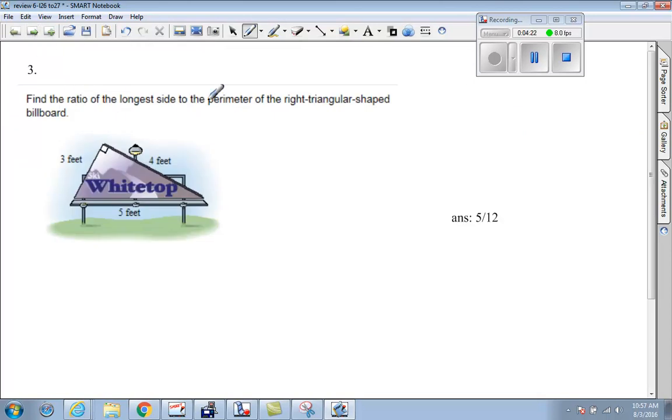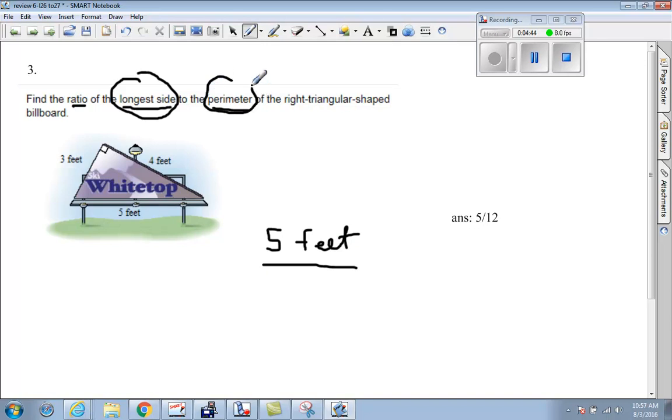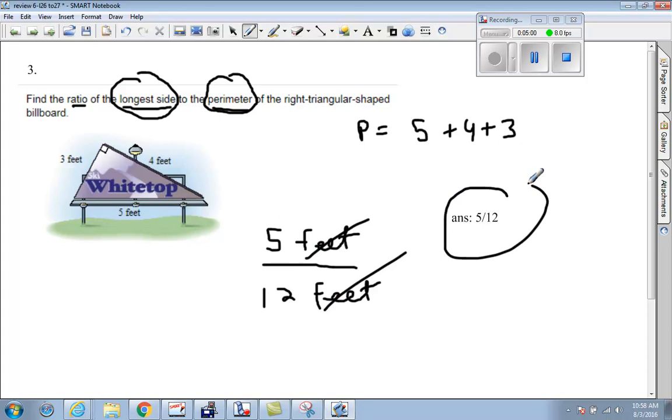Again, with the ratio, you have to follow the order of the language. So find the ratio of the longest side to the perimeter. Okay, well, let's just start there. Longest side. 3, 4, 5. Aha. 5 is the longest side, so 5 feet. Ratio really just means fraction, right? So we can set this up as a fraction. Perimeter means add up all the sides. So 5 plus 4 plus 3. I'm just going to make a note here. Well, that's 12. And the units is also in feet. So feet cancels with feet, and you're left with 5/12.